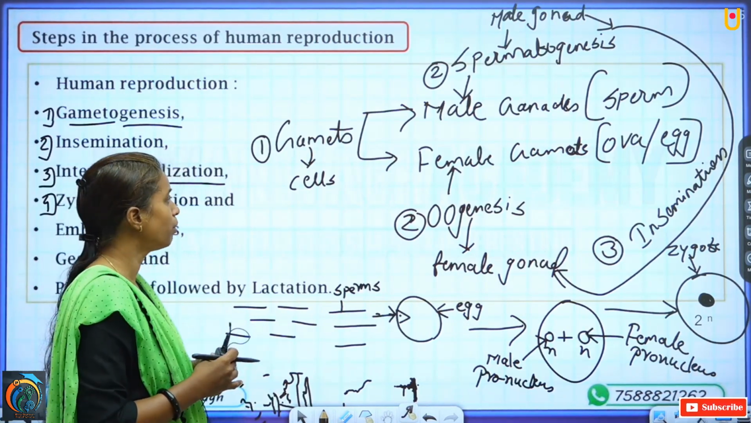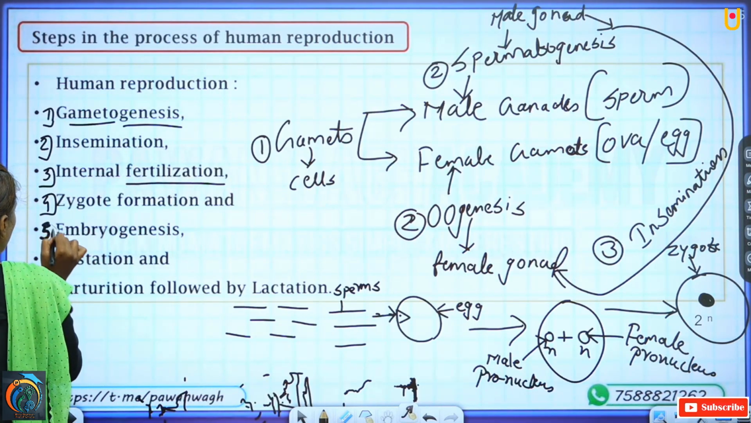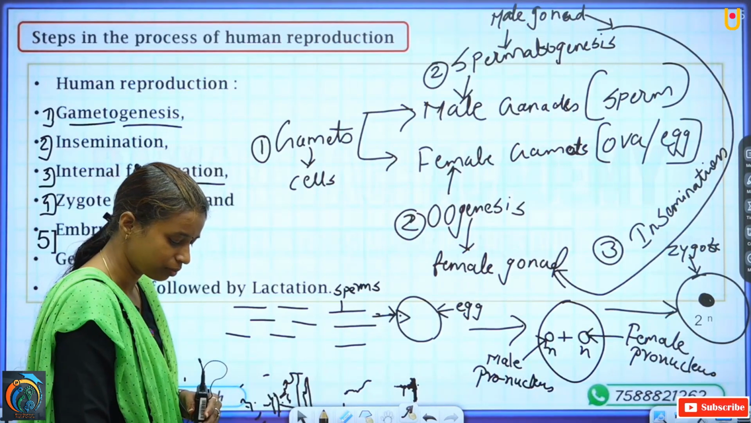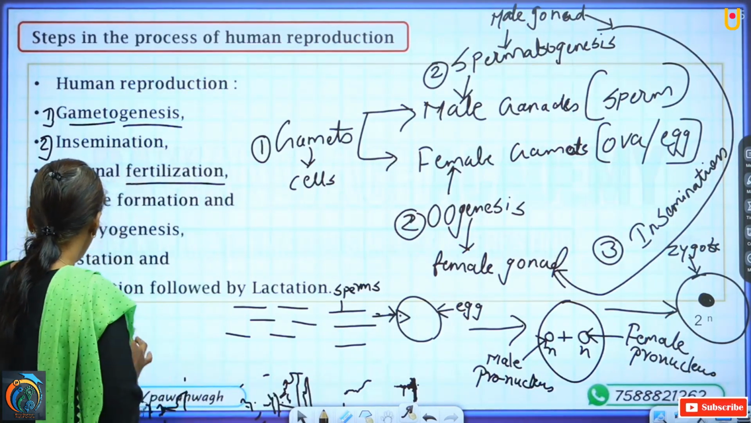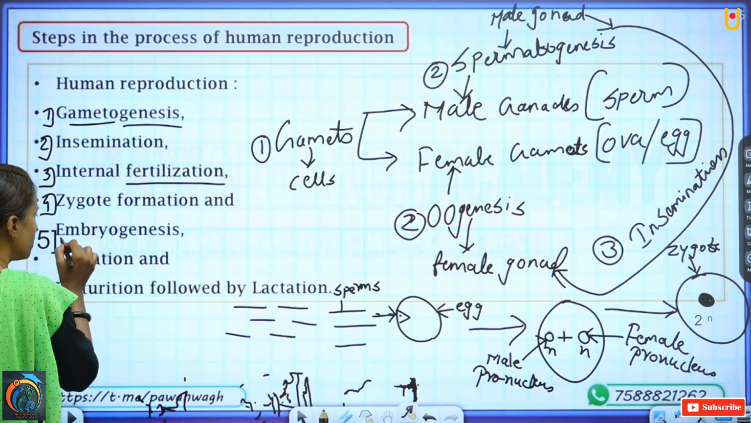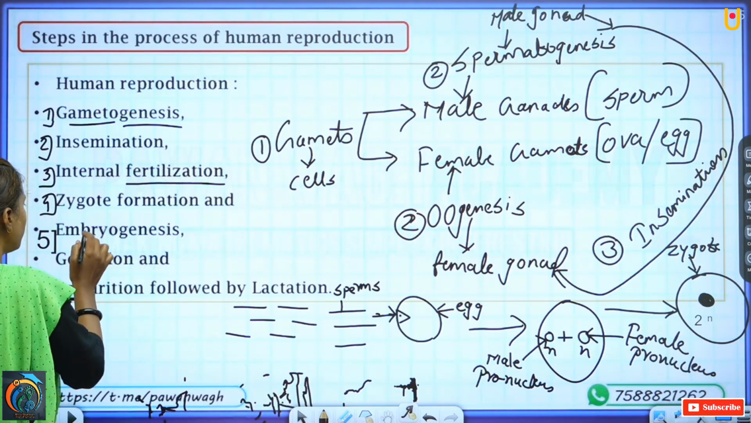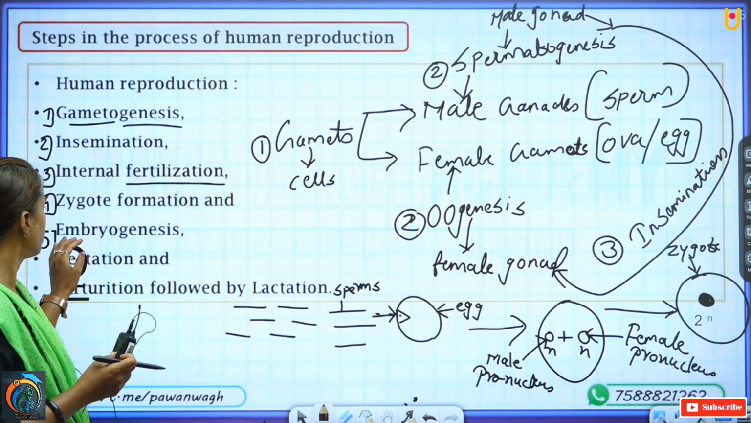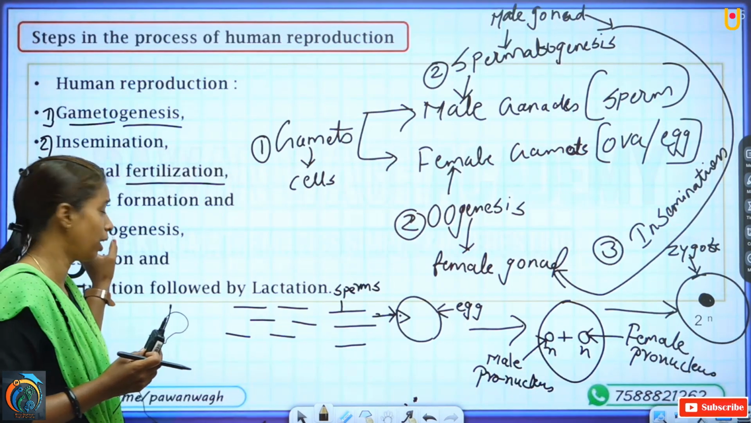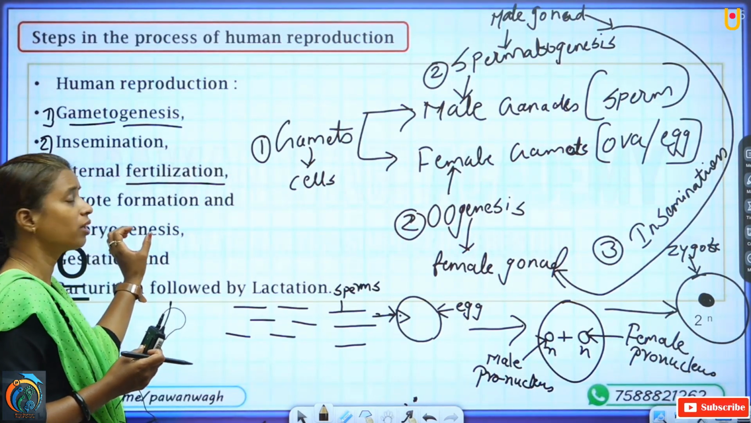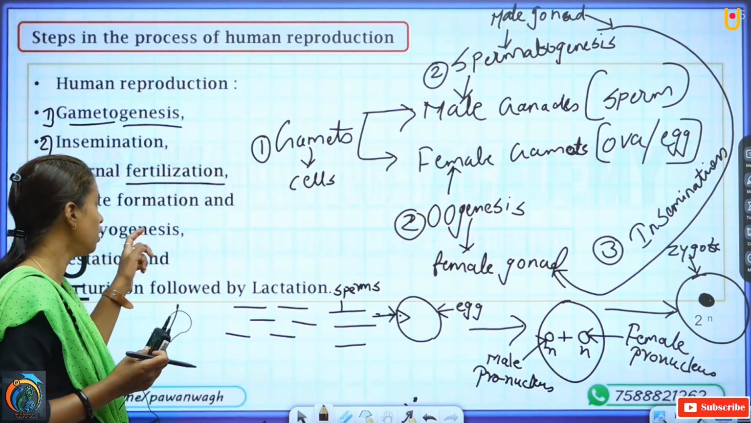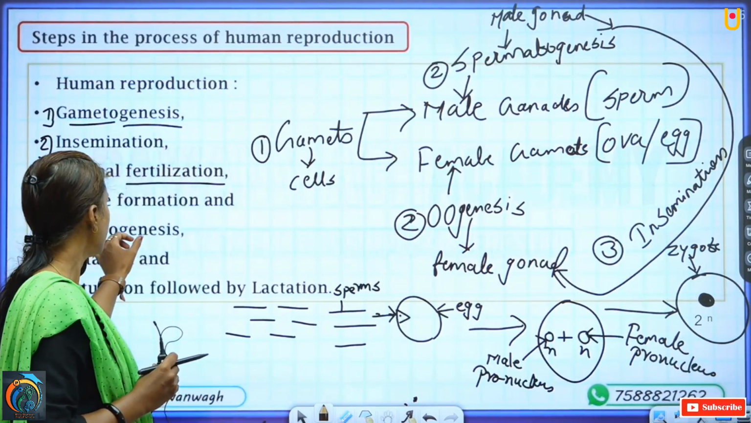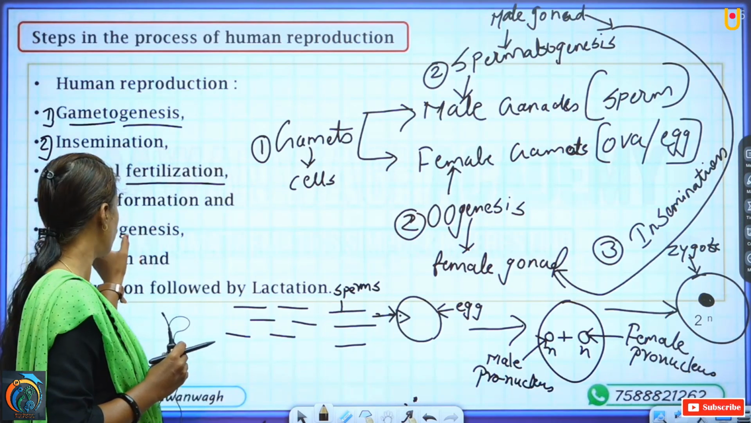Now, after the zygote has formed, what happens next? After that, embryogenesis will take place. Now, what is embryogenesis? This is the embryo. Genesis means formation, so the formation of the embryo takes place here. In embryogenesis, the zygote has formed, and after that the embryo will be formed.